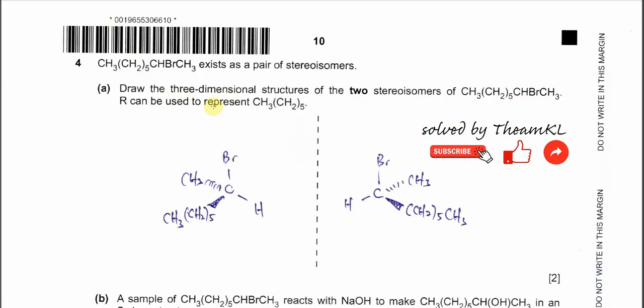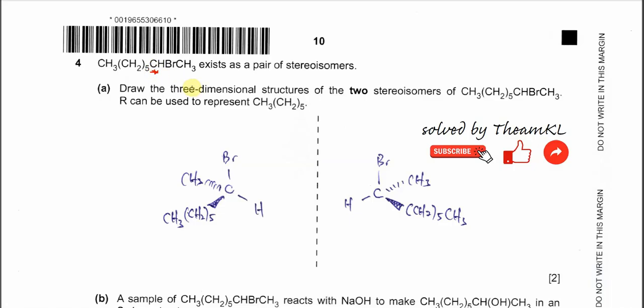R can be used to represent this alkyl group. It's okay. First, when you see this vertical dotted line, it is actually something like a mirror, so you need to draw the optical isomer. First, you need to identify the chiral carbon. The chiral carbon is this carbon.